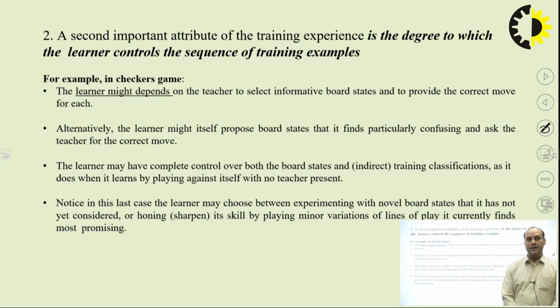For example, the learner might depend on the teacher. That teacher will tell which move we have to move on. Secondly, there may be another option, alternately, that the learner itself proposes a board state, that is, where the dice were kept on the board. The learner will itself propose a board state, find it particularly confusing, and ask the teacher what move to make now. So this is a little bit confusing, so that's why we have taken the direct case where the teacher is present.